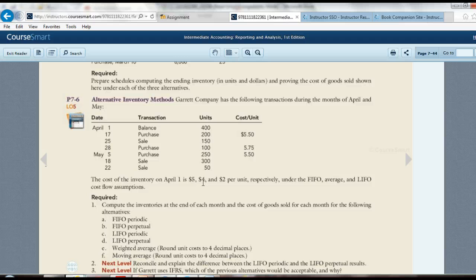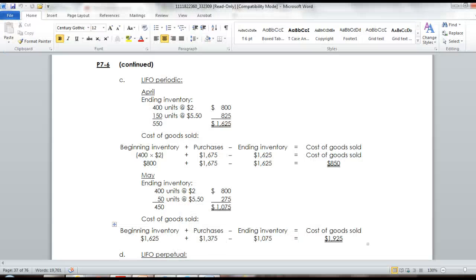Let me just confirm our LIFO amount. The cost of the inventory on April 1st under LIFO is $2 per unit. So we know that the 400 units is calculated at $2 a unit. So we're going to have all that still sitting in ending inventory at the end of the period. And we will have 50 units left over from a purchase of $5.50 a unit to come up with our ending inventory under periodic of $1,075.